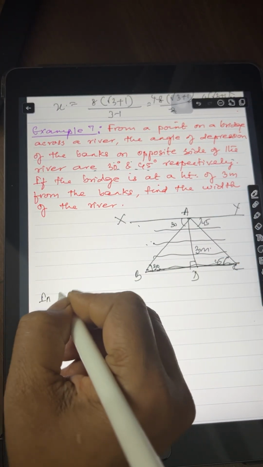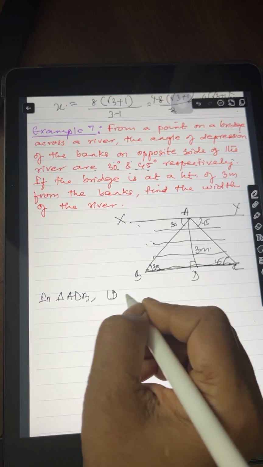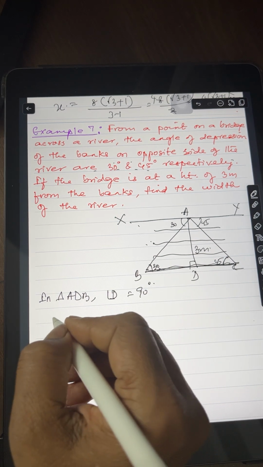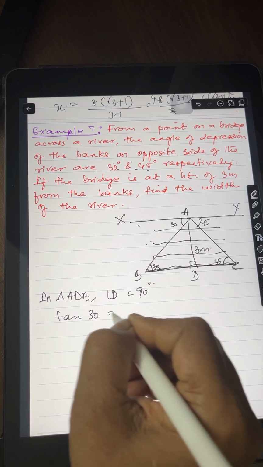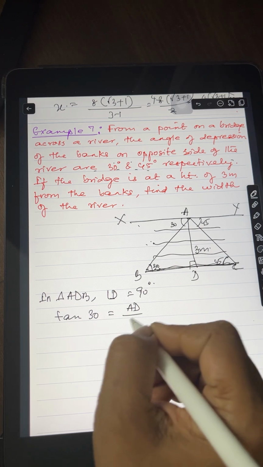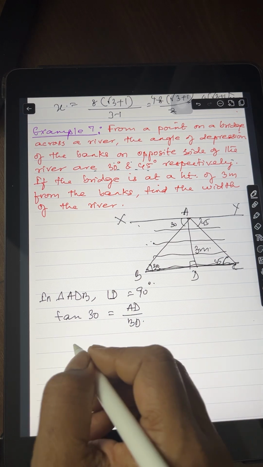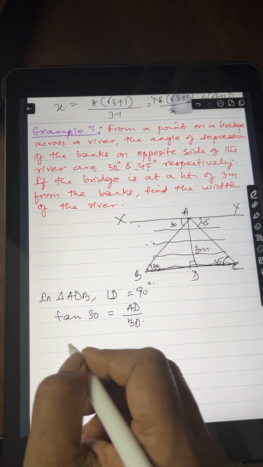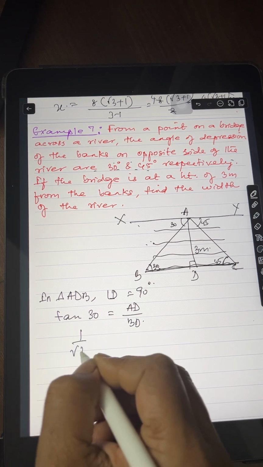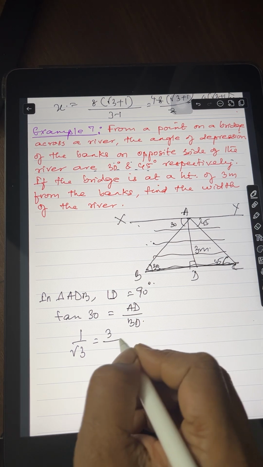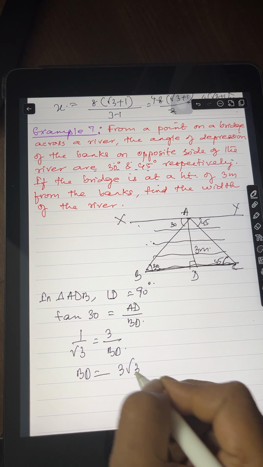Then in triangle ADB, angle D is equal to 90 degree. Then tan 30 is equal to what? AD by BD. What is tan 30? 1 by root 3. AD is 3, by BD. So you get BD is equal to 3 root 3 meter.